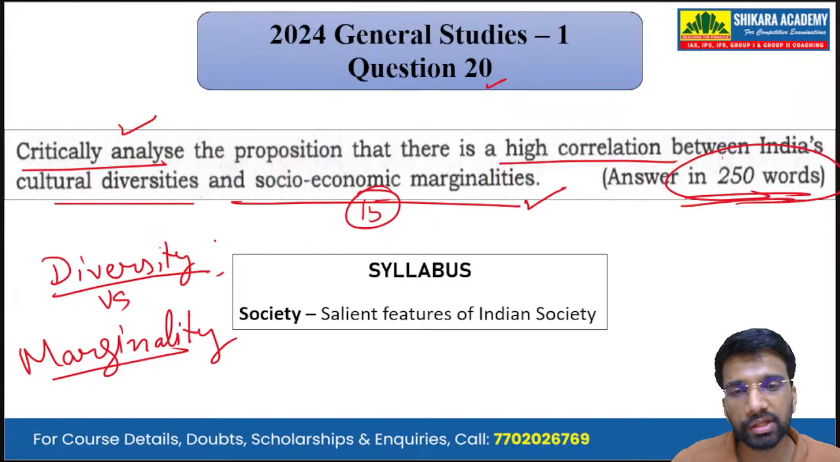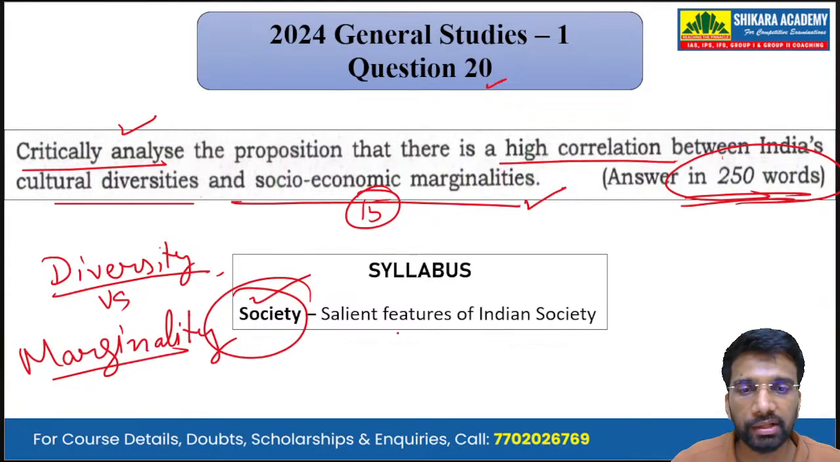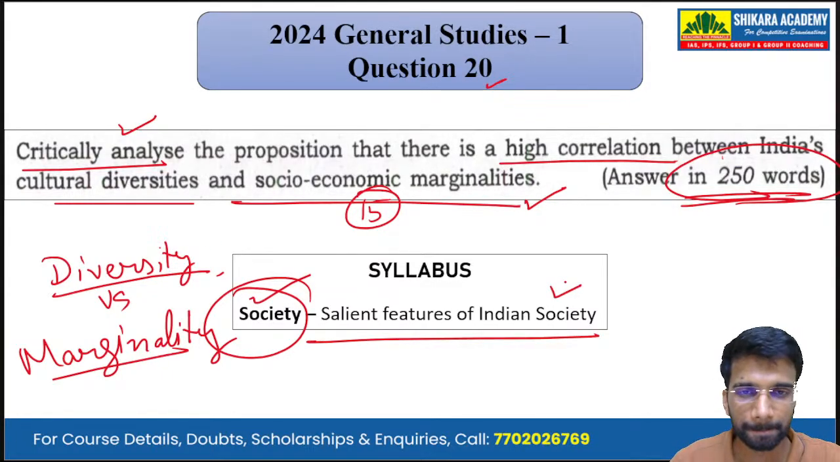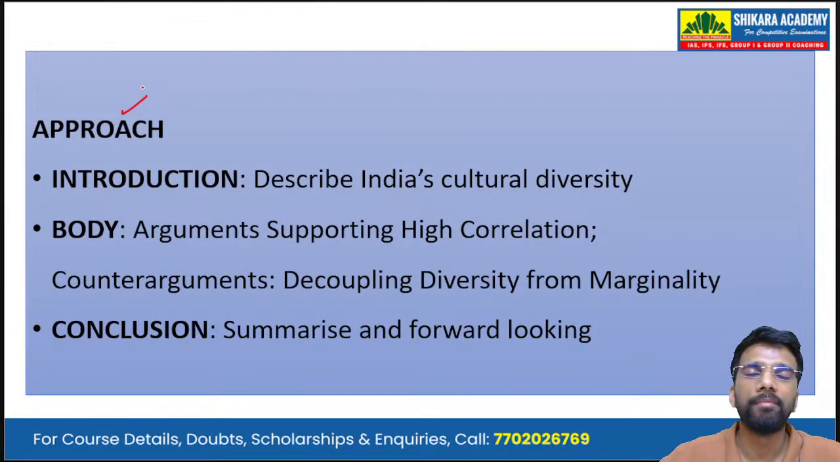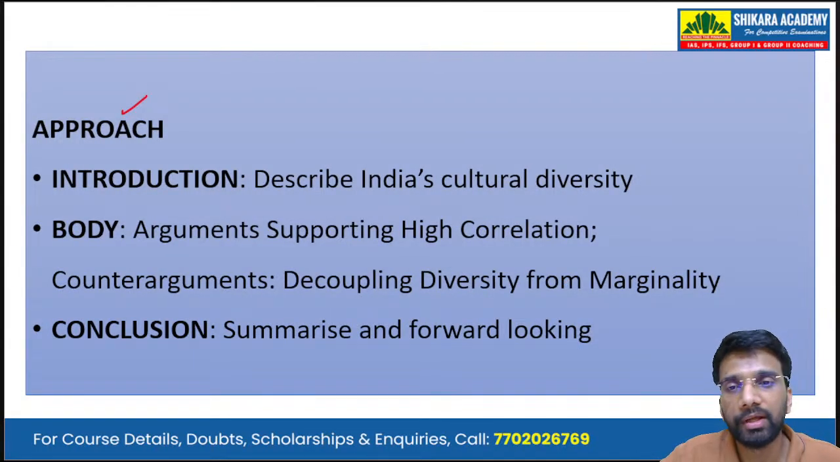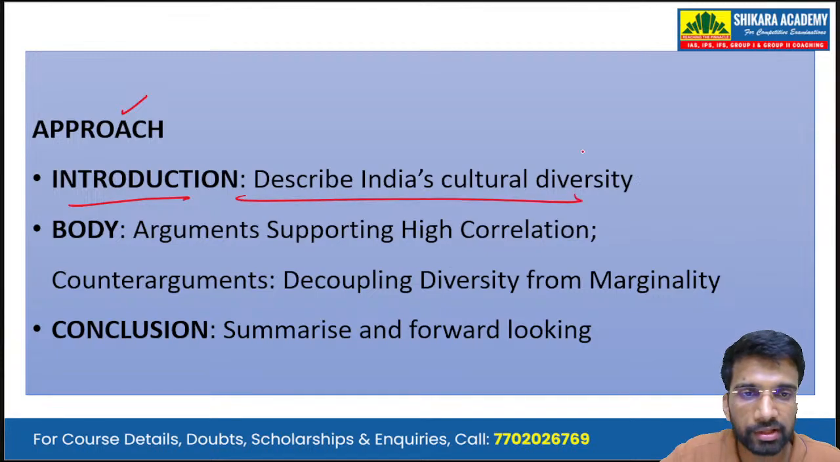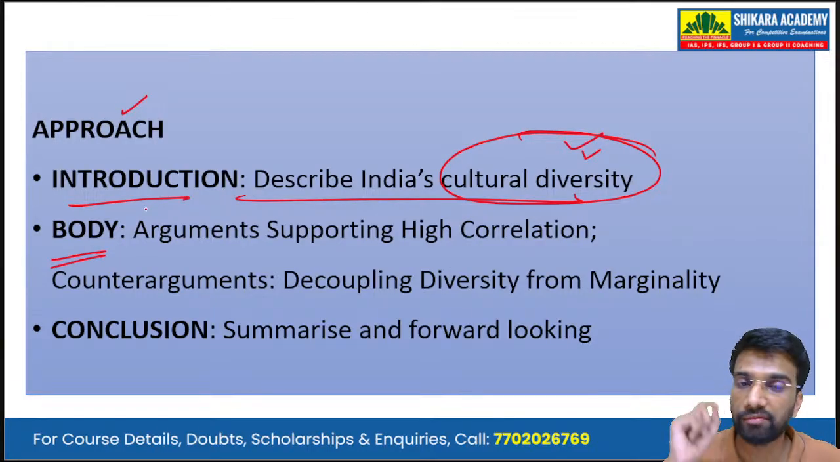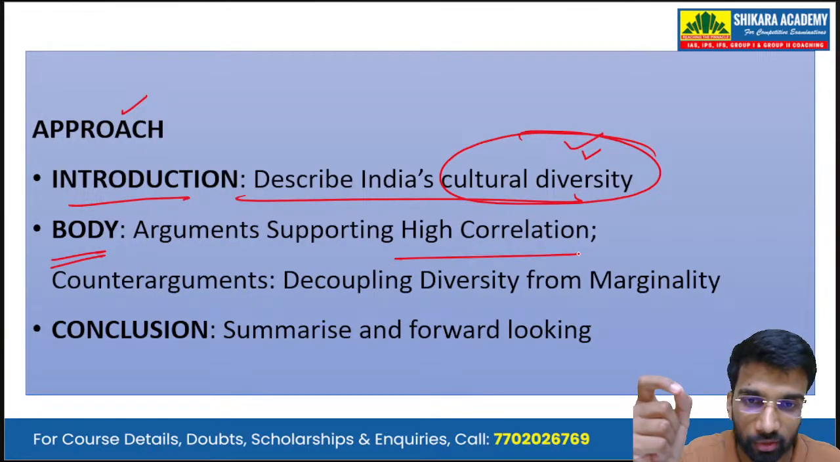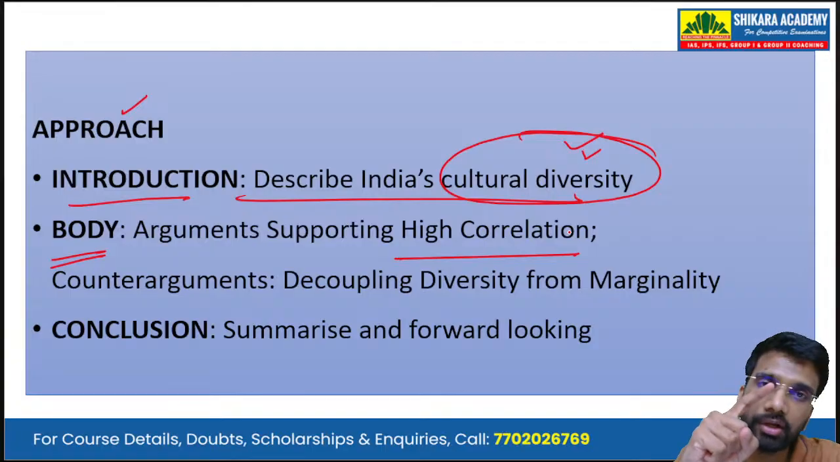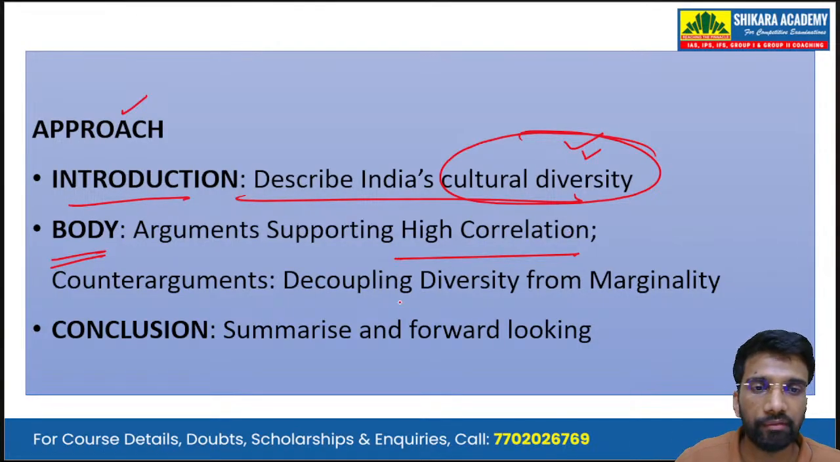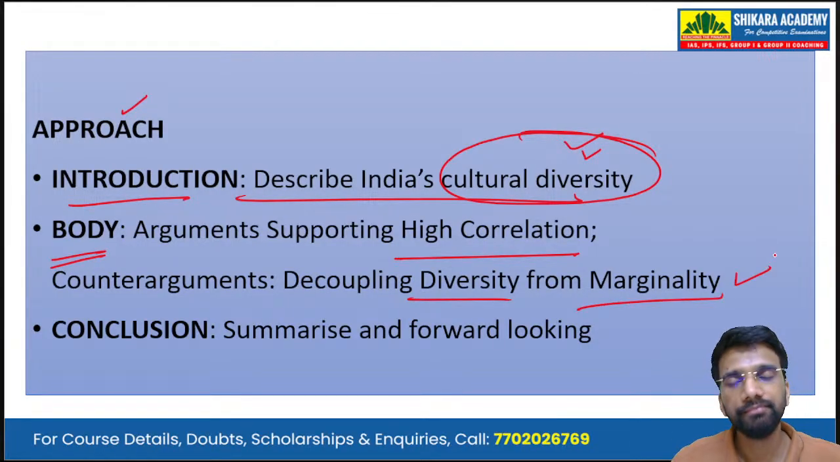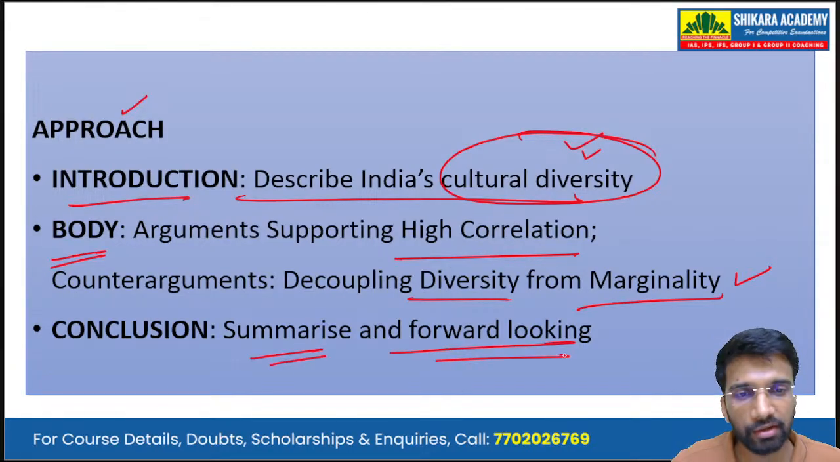Mapping it with the syllabus, we can see that it has been asked from the subject of society, that is salient features of Indian society. Now, the approach that we'll be taking in the introduction, we describe India's cultural diversity. Then in the body, we address the demand of the question, that is we write arguments supporting the high correlation, and then we give the counter arguments, that is decoupling the diversity from marginality. Then in conclusion, we will be summarizing the answer and write a forward looking line.